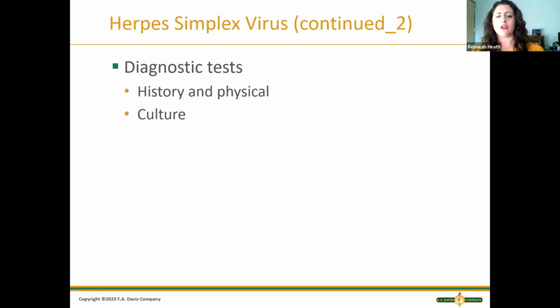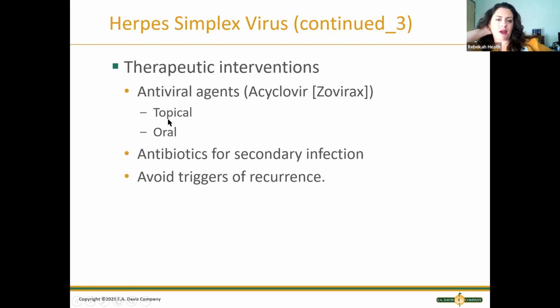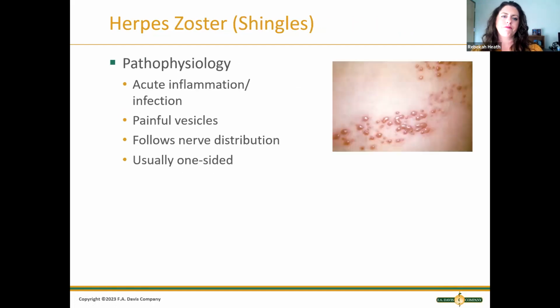So we want to make sure we're doing a good history and physical. If that area is open and there's leaking fluid, we're going to get a culture from it. We're going to give them some antiviral agents, either oral, meaning that pill that will work in their whole system, or we might just do them topically to one area. If maybe their skin got infected and there's a bacterial infection now from that, they might give them antibiotics. And we want to teach them how to try to avoid certain triggers. You know, what can they do to help prevent the herpes from flaring up again?